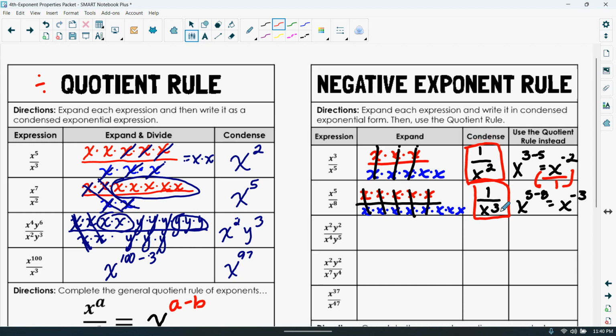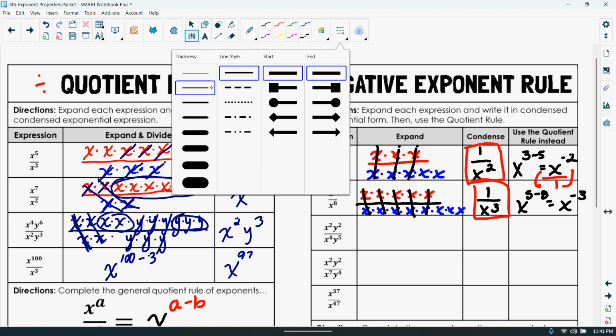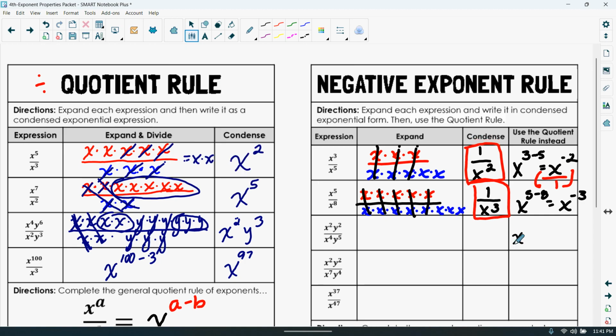So you can use your expanded to help you see the relationship, or you can do your quotient rule, which basically says I take the exponents and subtract them. So this is 2 minus 4 here, but then the y is 2 minus 5. So this is x to the negative 2, y to the negative 3.